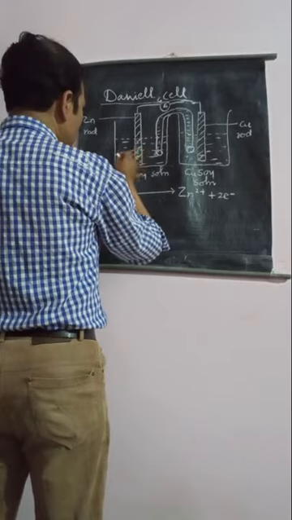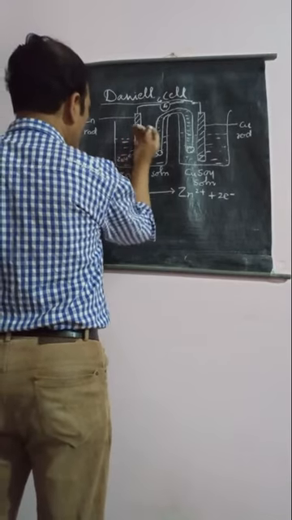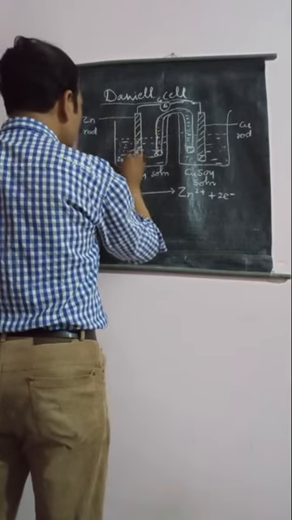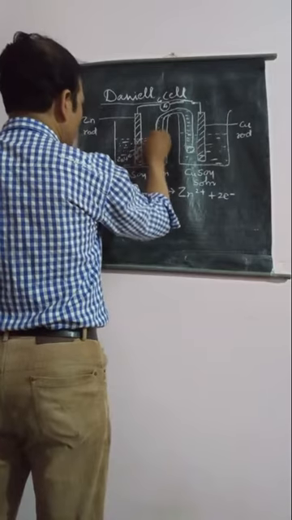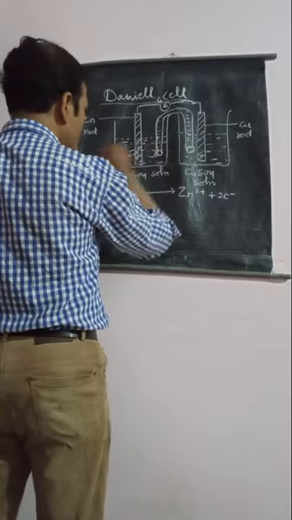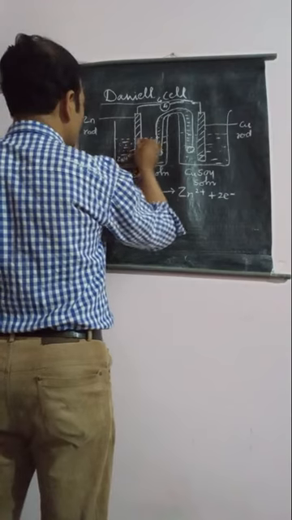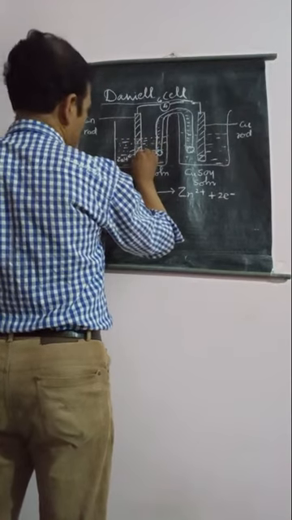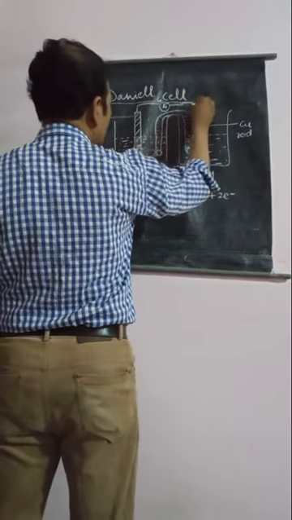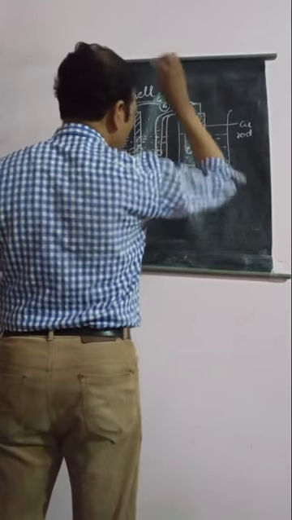Now as the electrons come on the rod and zinc ions come into the solution, the concentration of zinc ions will gradually increase here. And the thickness of the rod will gradually decrease, or the rod will dissolve in this solution. Now these electrons, with the help of this wire, will go to the other electrode, that is our copper electrode.